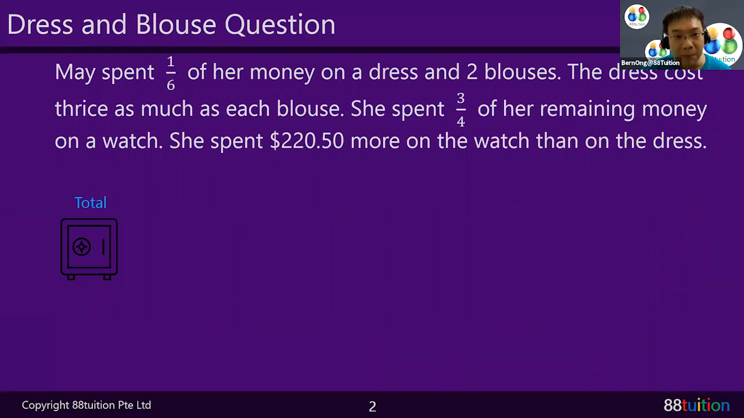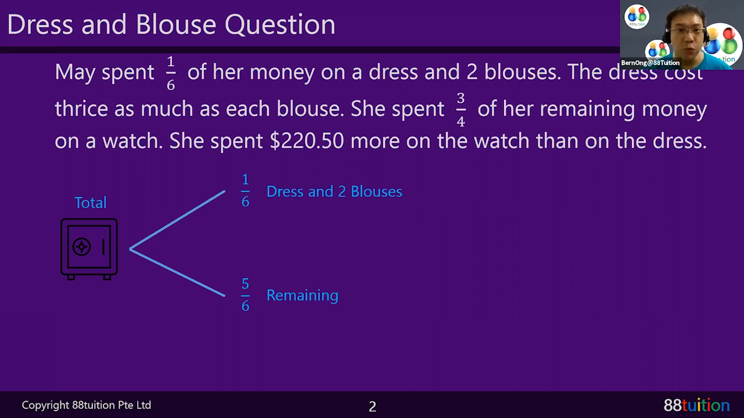And from the money bank, what happened? Maya spent 1/6 of it. So you start to branch out. One of the branches, you can say 1/6. And this 1/6, she spent on what? 1 dress and 2 blouses. Neat, right? What is the other side of the story? 1 out of 6 parts is being spent on the dress and 2 blouses. What is the other part? 5 out of 6 parts is what we call the remaining amount. All right, we call it the remaining amount.